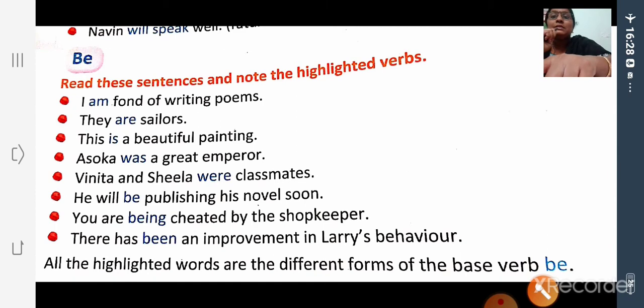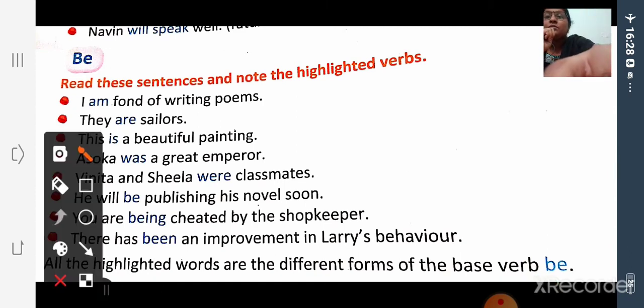So read these sentences and note the highlighted verbs. Here these verbs are highlighted. I am fond of writing poems. So am is highlighted there. Here are is highlighted. Here is is highlighted. Here was is highlighted. Here were. Then being, been, has been. So all these are different forms of be.